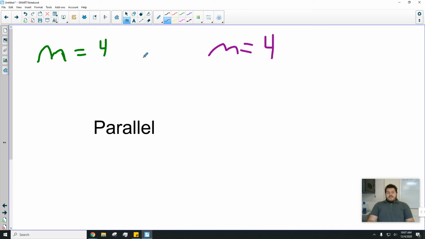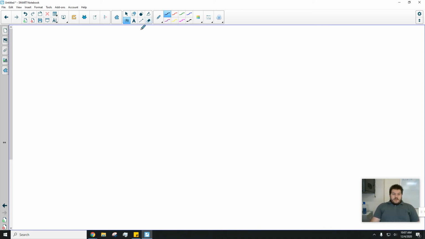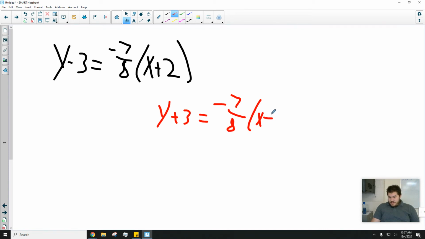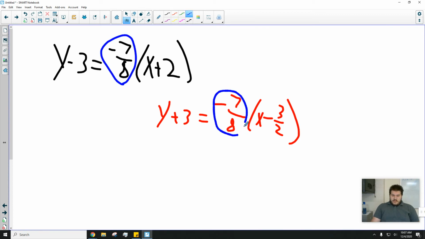So they have that same slope. It doesn't matter what kind of form I give you. If I were to do y minus 3 equals -7/8 times x plus 2, and then I gave you another line of y plus 3 equals -7/8 times x minus 3 halves, those are pretty different lines, but we look at the slope, and they're the same. Since the slopes are the same, they're parallel.